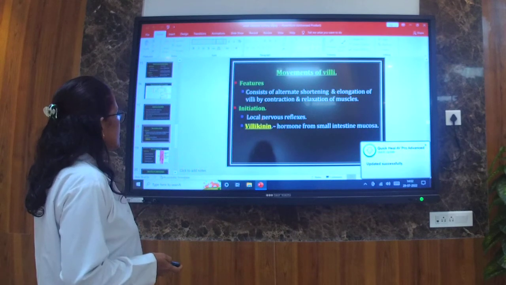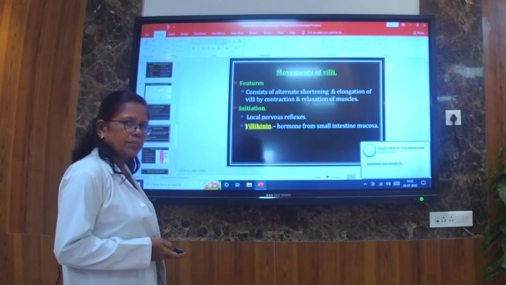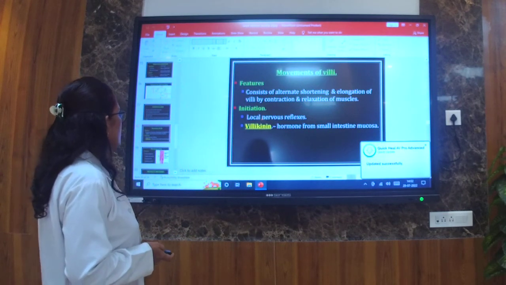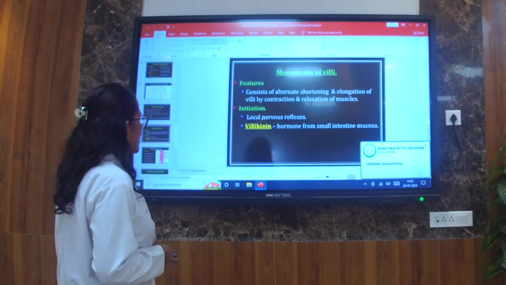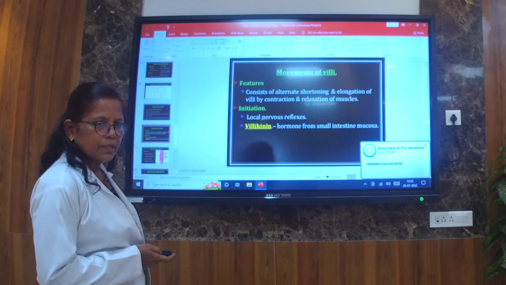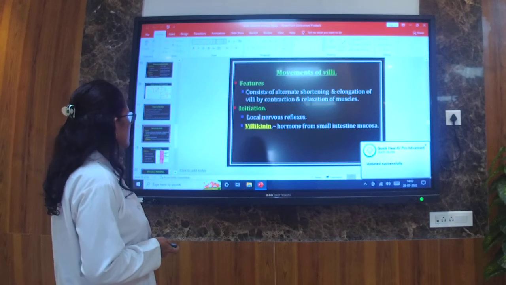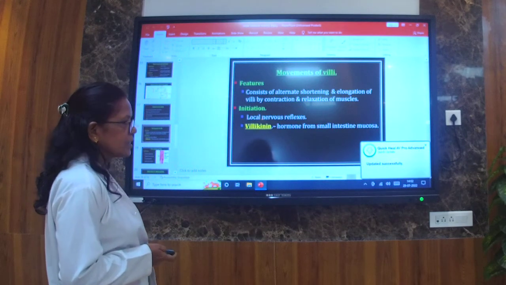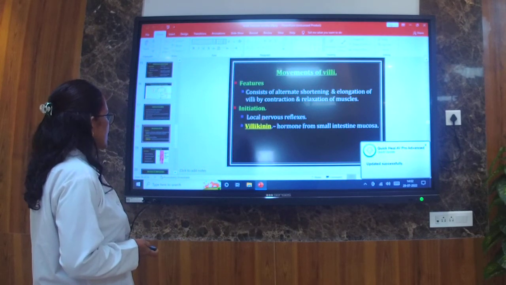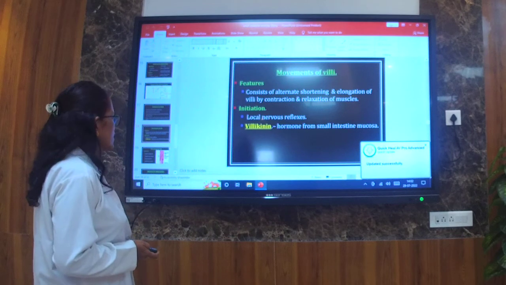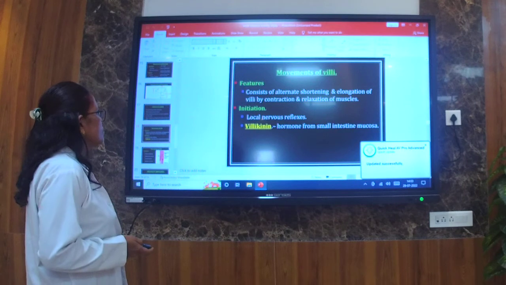Then next, the movement of villi. This also helps the movement of the small intestine. It consists of alternate shortening and elongation of the villi by contraction and relaxation of the muscle. Then how are the villi initiated? Local nervous reflexes are there, and villikinin, a hormone from the small intestine mucosa.